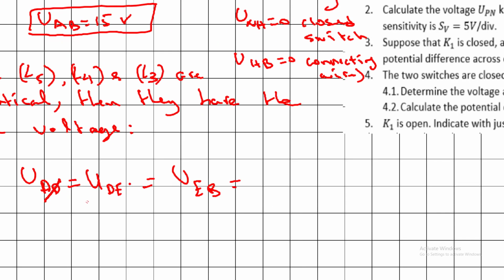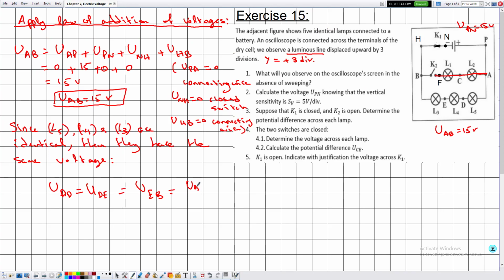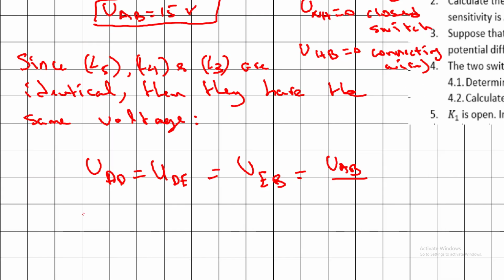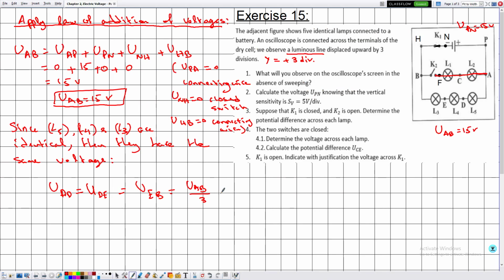So now these points will vanish, and we are left with the voltage UAB divided by the number of lamps, or electric components, that is 3, which is equal to 15 divided by 3, which is equal to 5 volts. Now in this case, UAD is equal to 5 volts, UDE is equal to 5 volts, and UEB is equal to 5 volts as well.